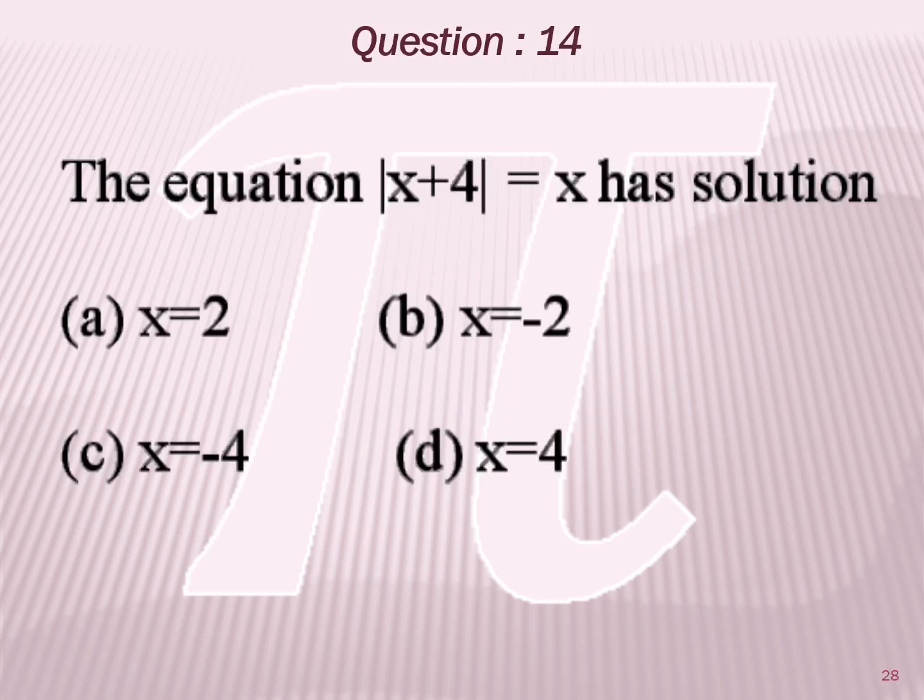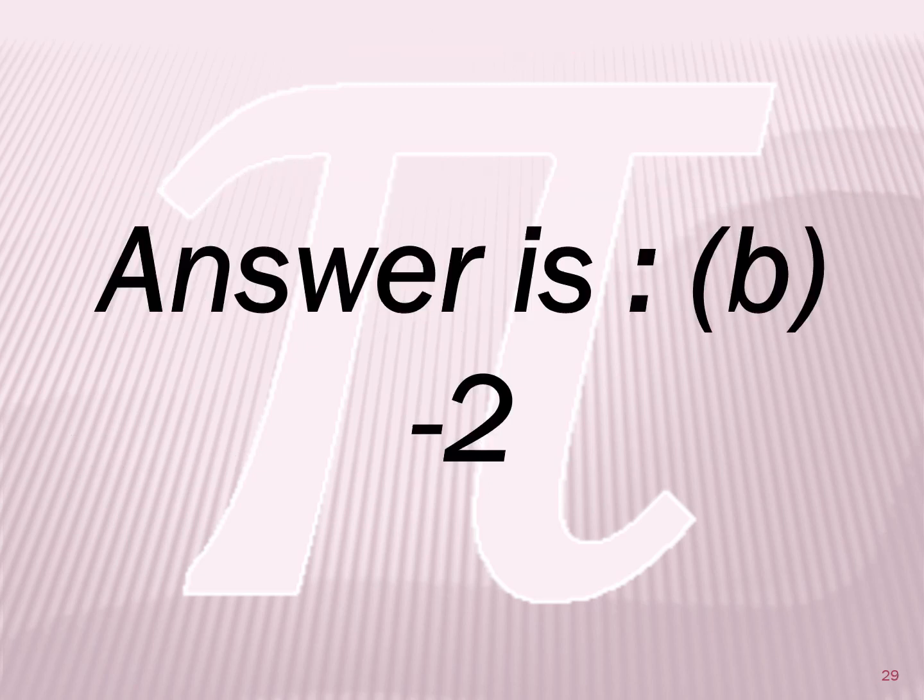The equation modulus of x plus 4 is equal to x has solution number 1, option A, x is equal to 2, option B, x is equal to minus 2, option C, x is equal to minus 4, option D, x is equal to 4. And the answer is option B, that is minus 2.